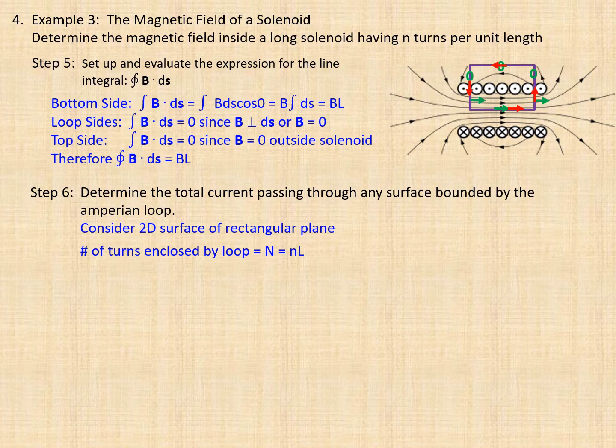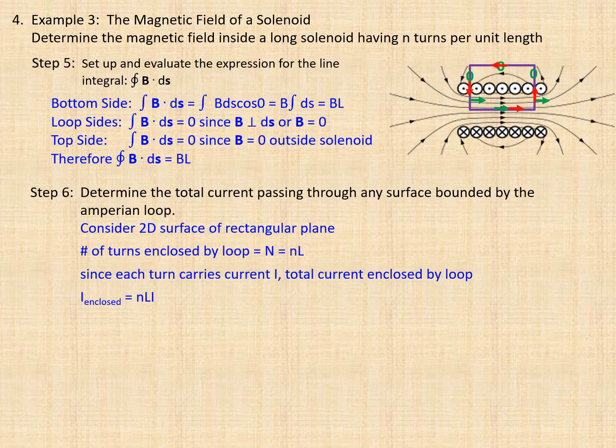We'll call the number of turns enclosed by the loop big N. And the number of turns enclosed is simply equal to little n, that is the number of turns per unit length, times the total length. Since each turn carries a current I, the total current enclosed by that loop then will be the number of turns enclosed by the loop, which is little n times L, times the current through any given loop.